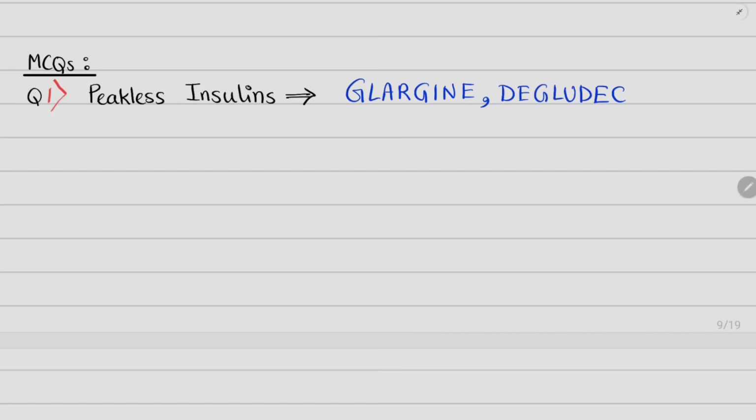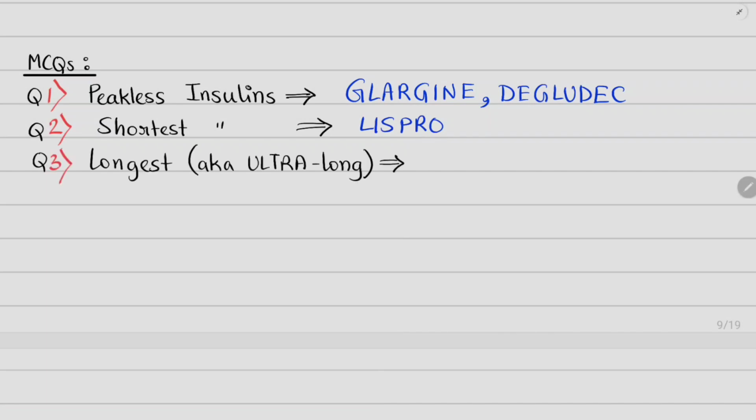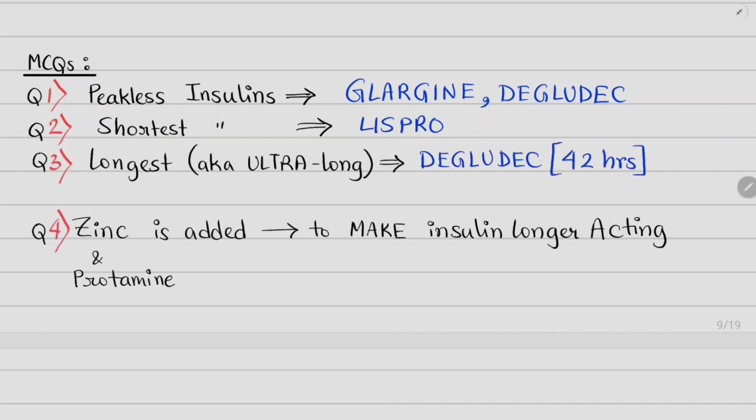Now using the knowledge that you just learned, try to answer these MCQs. Number 1, peakless insulins are Glargine and Degludec, since these are very long acting. Number 2, the shortest acting insulin is Lispro. Number 3, the longest is obviously Degludec. Number 4, zinc and protamine are added to make the insulin act longer, because these take a little bit longer to release the insulin in its free form, right?